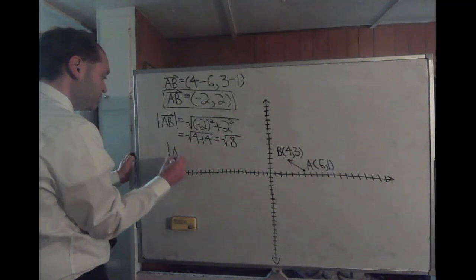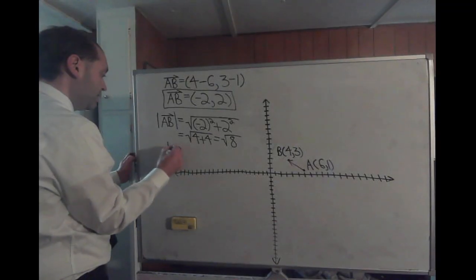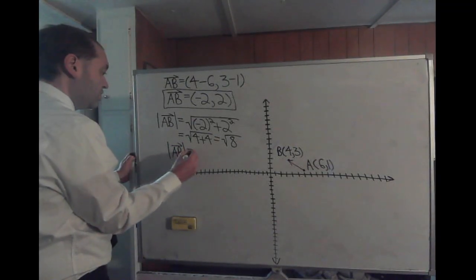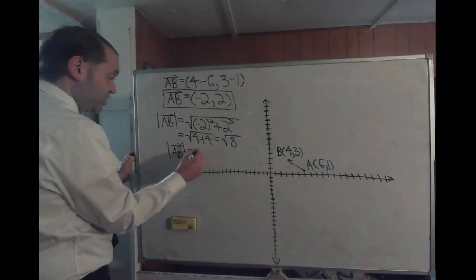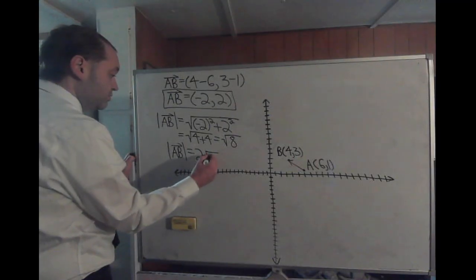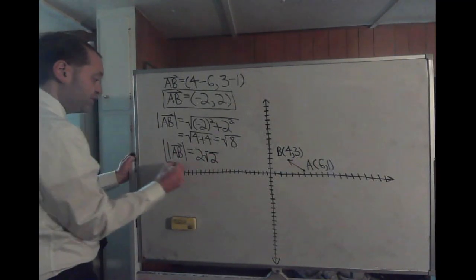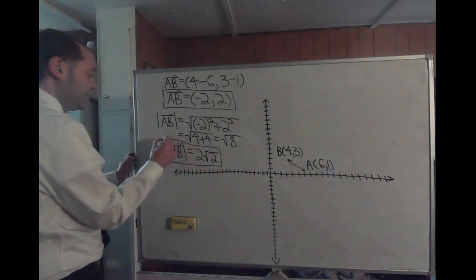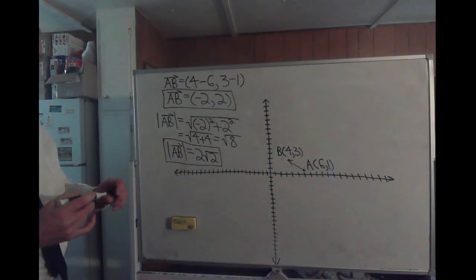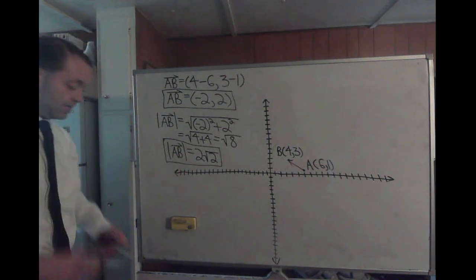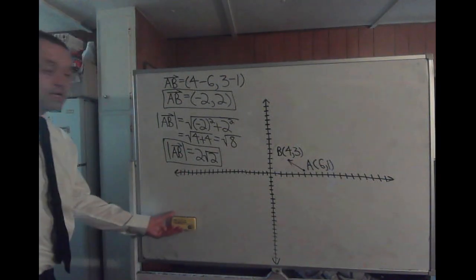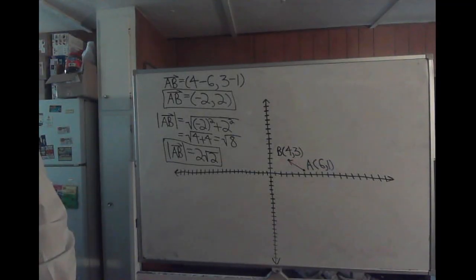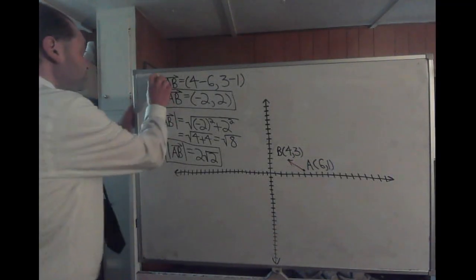So the magnitude of vector AB would be 2 times the square root of 2. So we found the magnitude of vector AB to be 2 times the square root of 2. Let's see, I think I'll do 2 more for that.